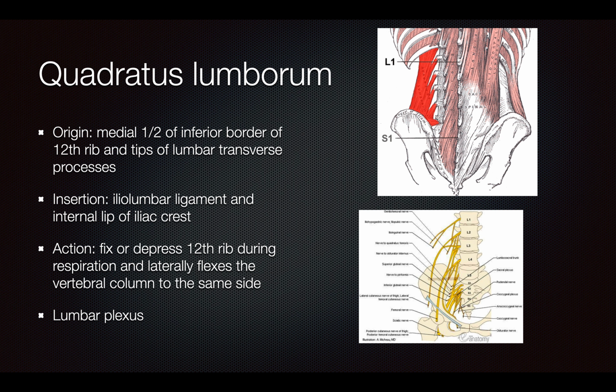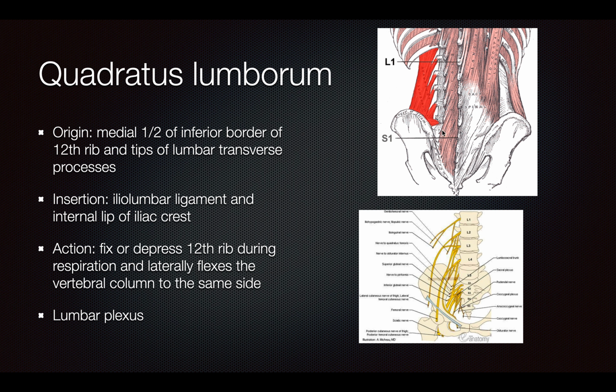Okay, so let's go through the individual muscles. The quadratus lumborum, the origin is the medial half of the inferior border of the 12th rib, like right here, closer to the spine, and the tips of the lumbar transverse processes, and then it inserts into the iliolumbar ligament and the internal lip of the iliac crest.